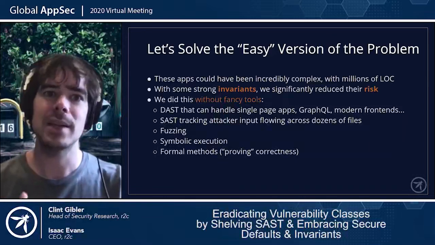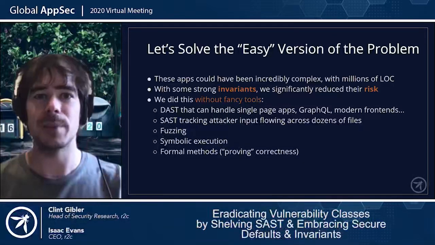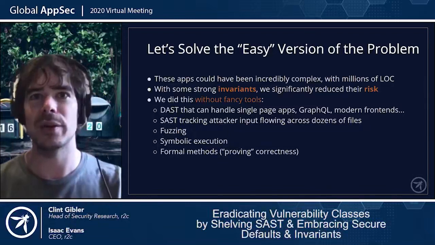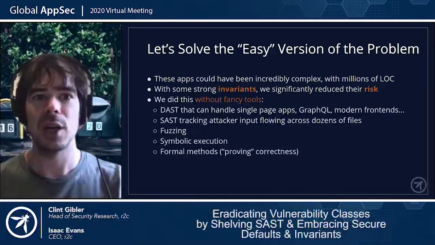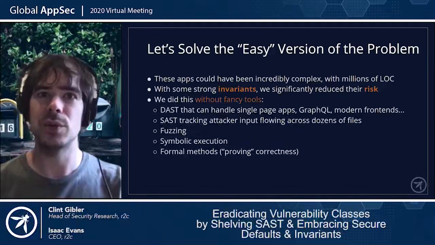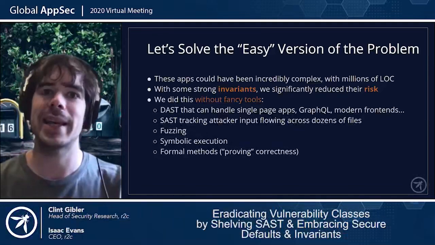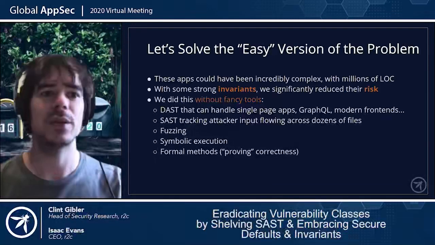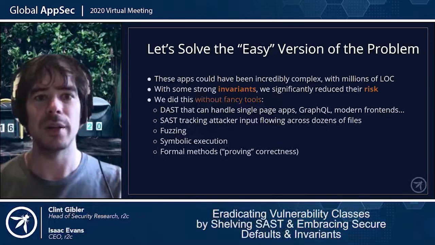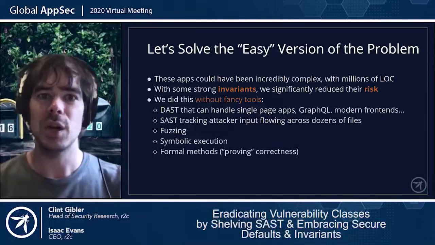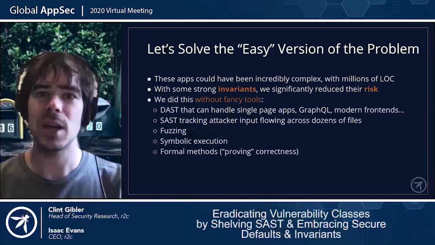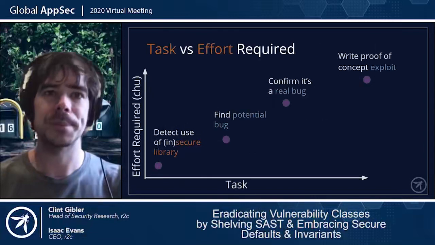An important point is we did this without very fancy, complex tools, right? We didn't have a very powerful dynamic analysis tool, DAST, that can handle modern web applications and all the intricacies that entails. We didn't use a SAST tool that could do complex interprocedural data flow analysis, tracking tainted user input across dozens of files and maybe millions of lines of code. We didn't do fuzzing or symbolic execution or formal methods like proving the correctness of the code. We were able to make strong guarantees about the security properties of our system without all of these heavyweight approaches.